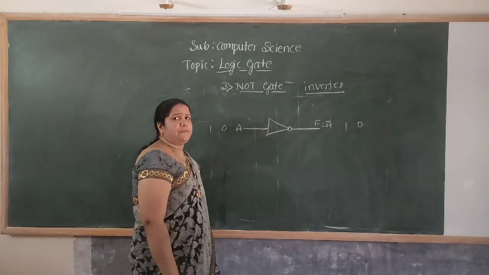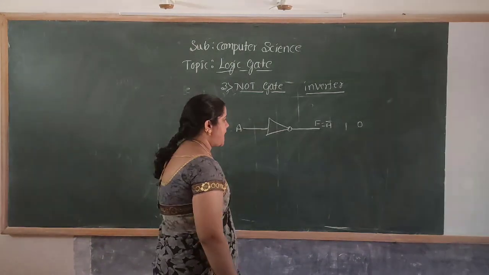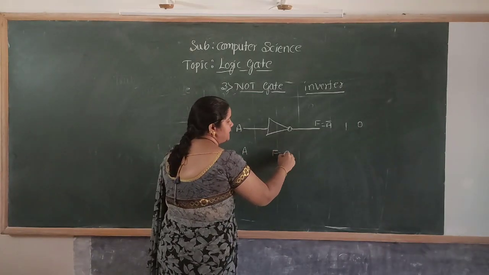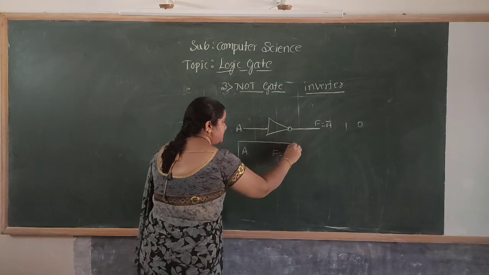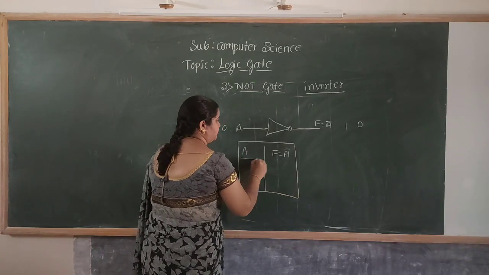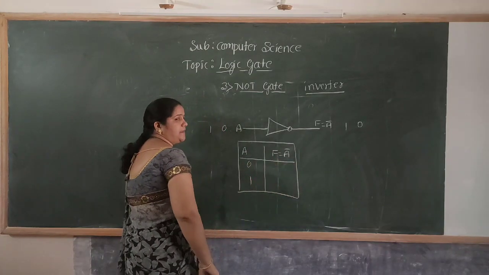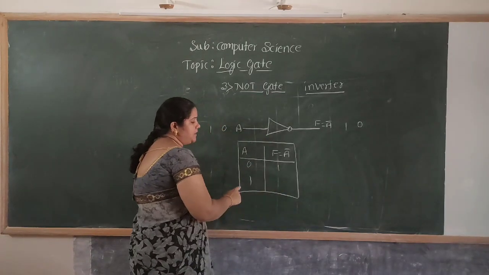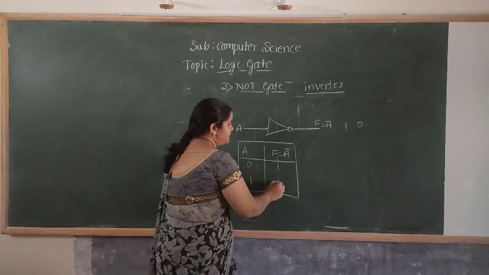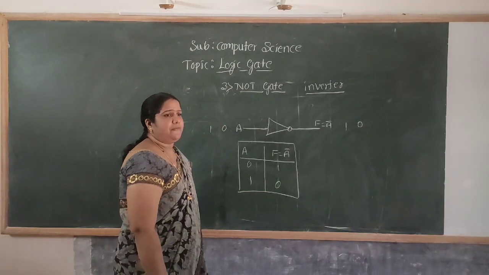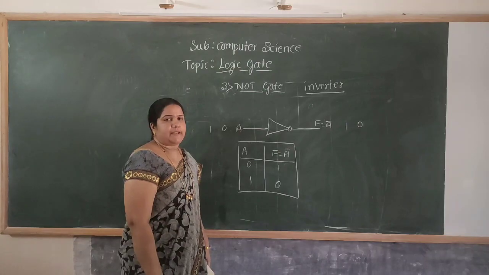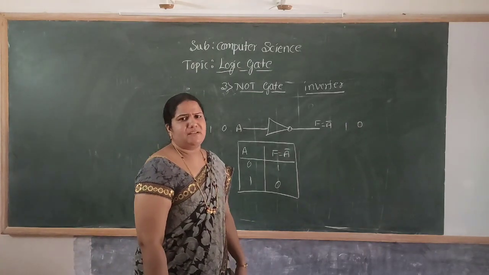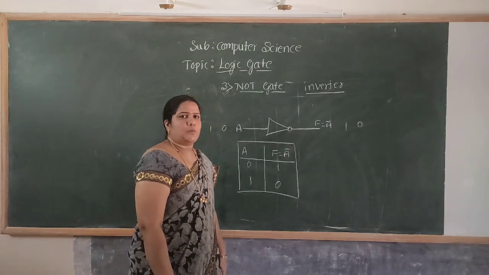The truth table for the NOT gate can be represented as A, output will be F equals A complement. It contains two combinations, 0 and 1. For A equal to 0, the complement, output will be 1. For A equal to 1, output will be 0. This is the truth table for the NOT gate. The NOT gate is generally called an inverter because the input signal is not the same as the output signal.